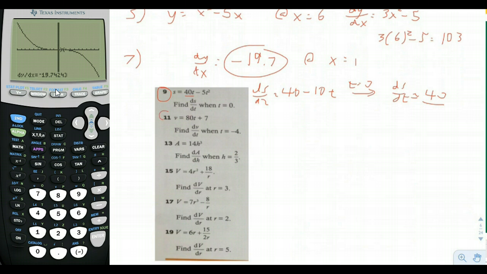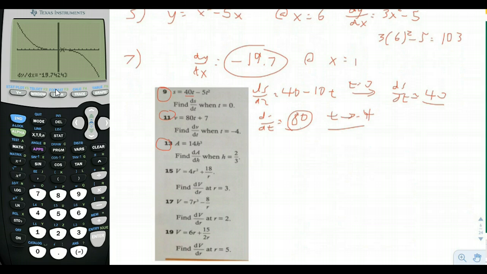Now we're going to do 11. This also looks pretty easy to do analytically. So dv dt is equal to 80. The derivative of 7 is just 0. So what about when t is equal to negative 4? Well, you notice that the derivative of this function is always 80. So it doesn't matter if it's t equals negative 4 or t equals 0 or whatever. It's always 80. So the answer is 80.